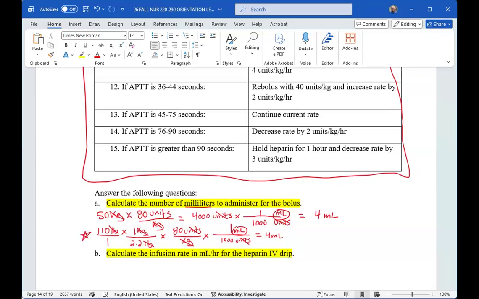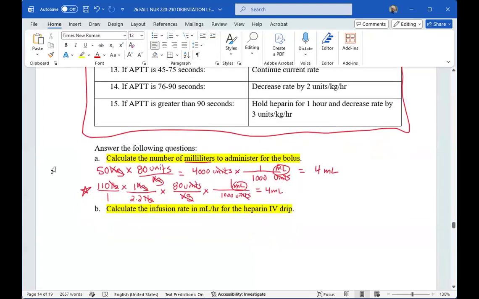No matter which way you do it, you should get to the same final answer. And honestly, I don't know if it matters if it's a difference of 4 and 4.1 ml when it comes to heparin. I'm not sure what kind of impact a tenth of a milliliter makes, but I'm also not the one that makes that determination.